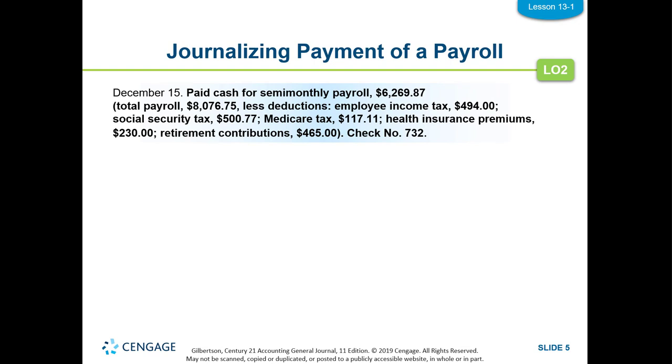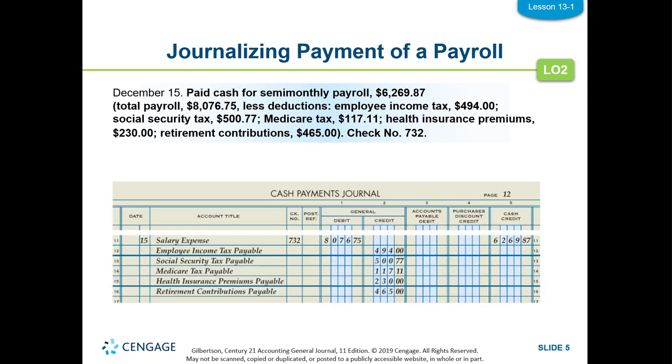Amounts recorded in the general column of the cash payments journal are posted individually to the general ledger accounts. The credit to cash, $6,269.87, is not posted separately to the cash account. The amount is included in the journal's cash credit column total that is posted at the end of the month. The same procedures are followed to post this journal entry to the appropriate columns as were described in Chapter 9.